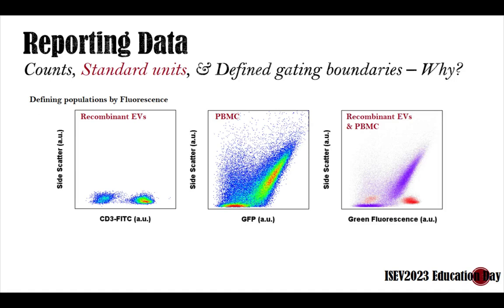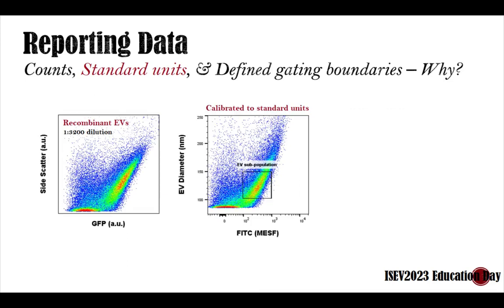So if you were to look at the fluorescence of these populations and overlap them from each other, you'd almost say, wow, CD3 staining and GFP on EVs, that shouldn't be really the same level of staining, right? So how would you even know? How would you tell when you're looking at that data? You tell if it was in calibrated standard units.